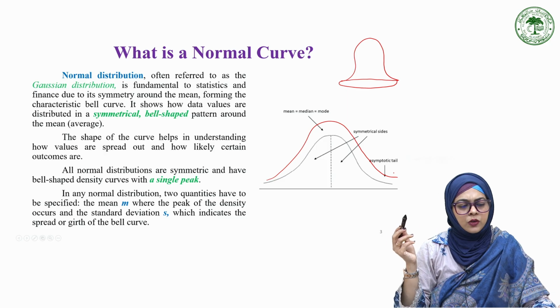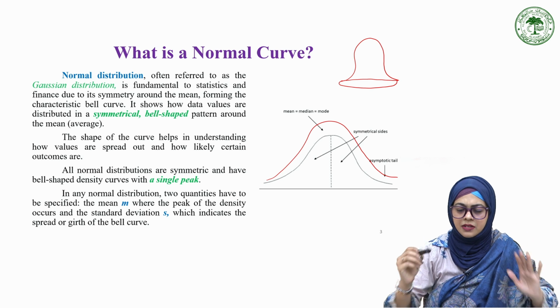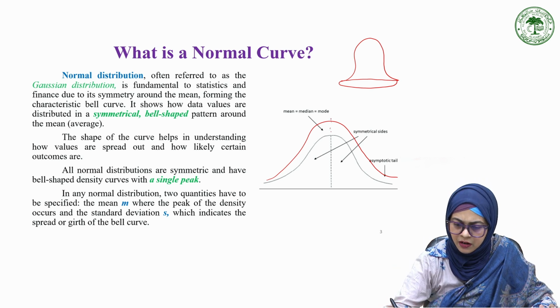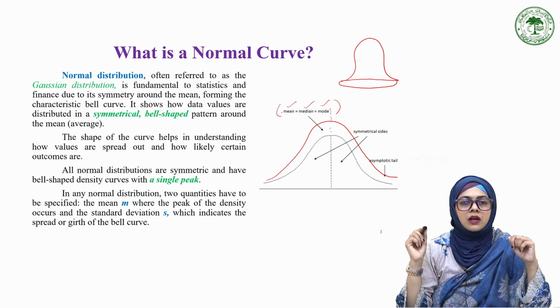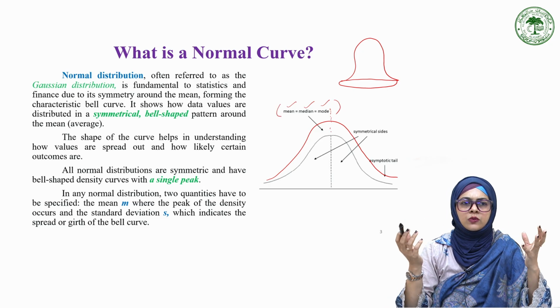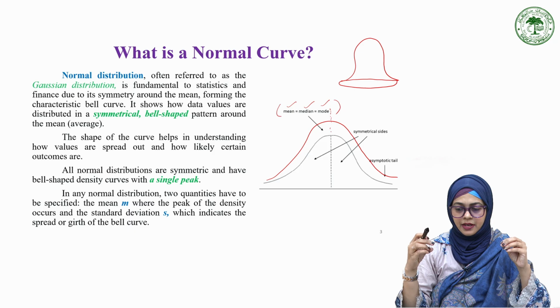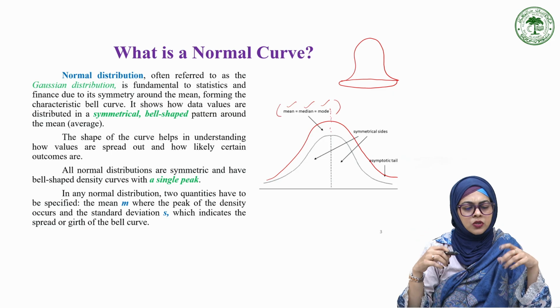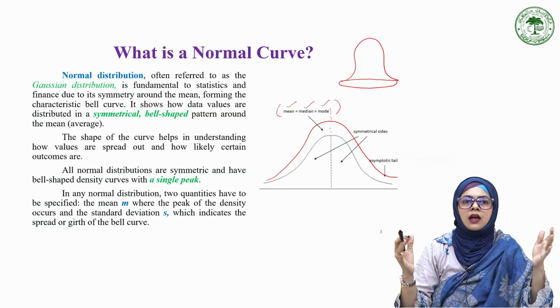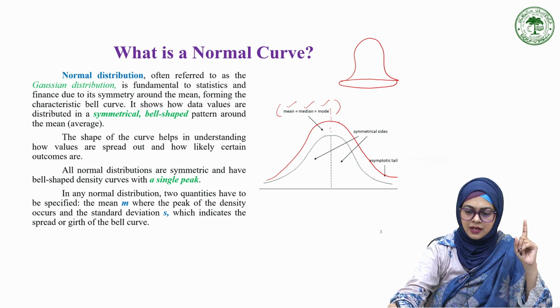Now it shows that data values are distributed in a symmetrical bell-shaped pattern around the mean, the average. So the center is where we have the mean, which is equal to the median, which is also equal to the mode. The shape of the curve helps in understanding how values are spread out, or how likely certain extraordinary values are along the bell curve. All normal distributions are symmetrical and have bell-shaped density curves with a single peak. This is the single peak.